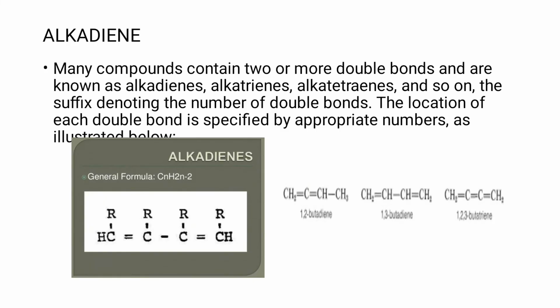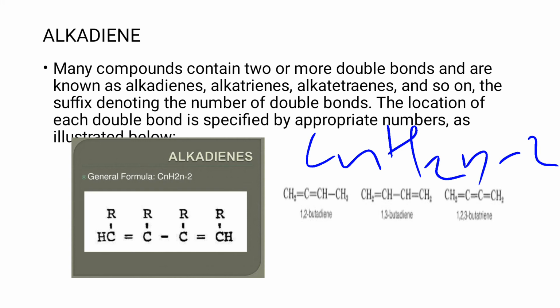Next, we will discuss the alkadiene. What do you mean by alkadiene? Already we have discussed the nomenclature of alkene. The general formula of alkene is CnH2n. But in the case of alkadienes, it is CnH2n minus 2. The molecular formula is similar to alkyne.